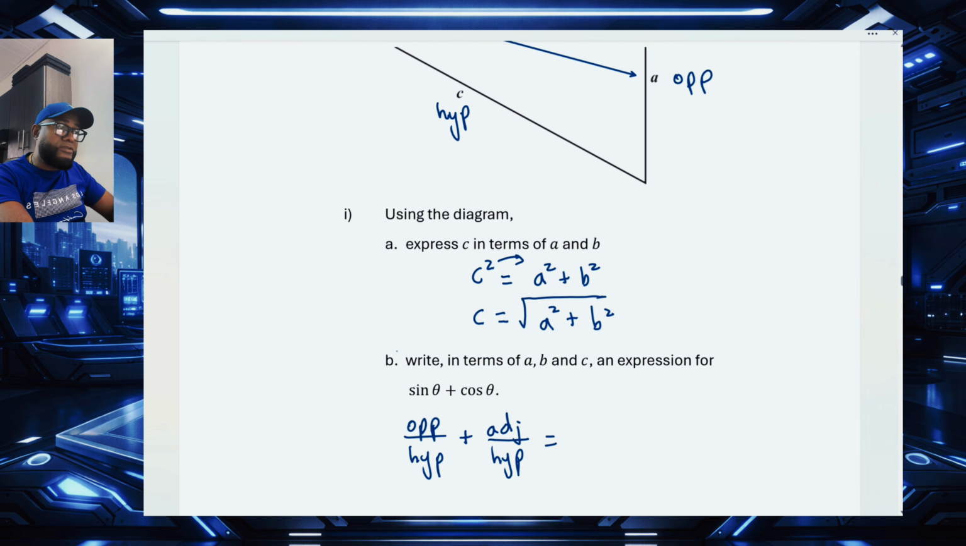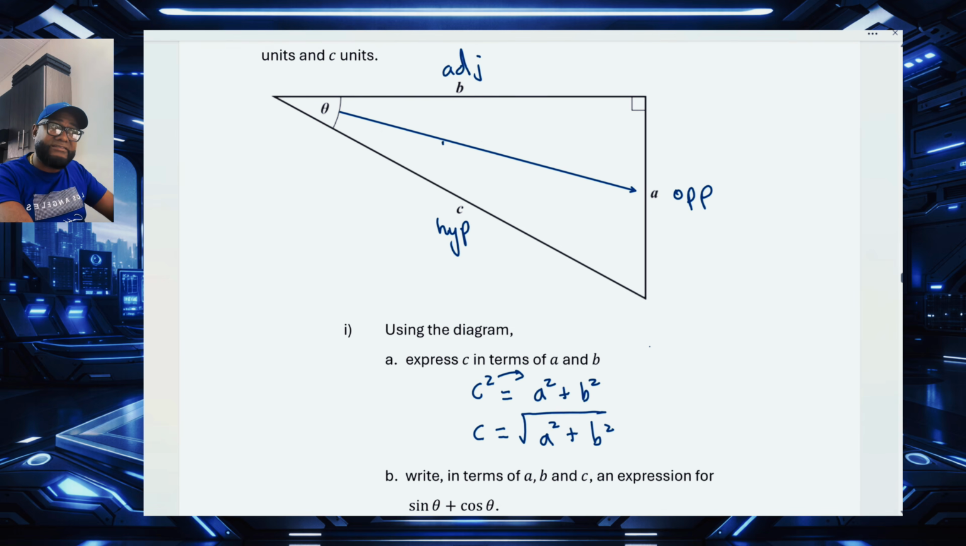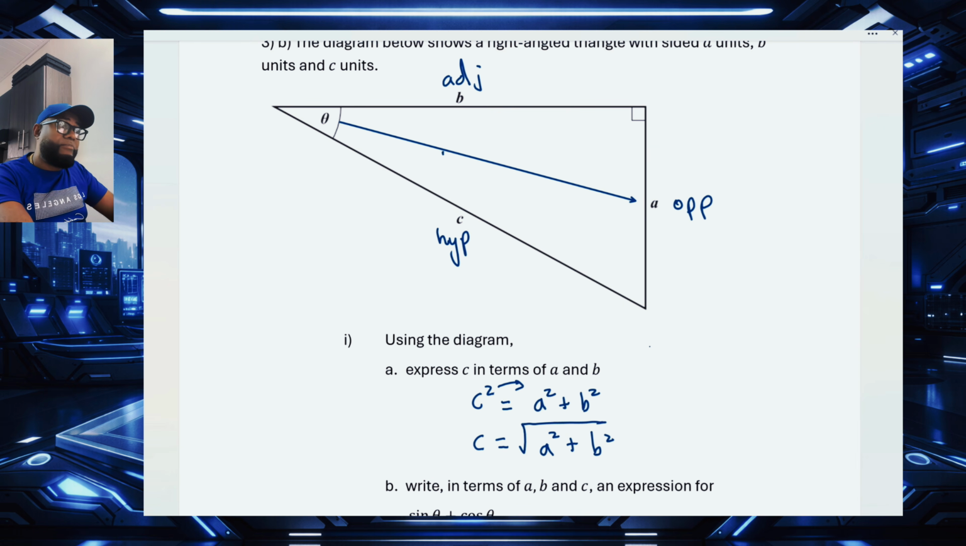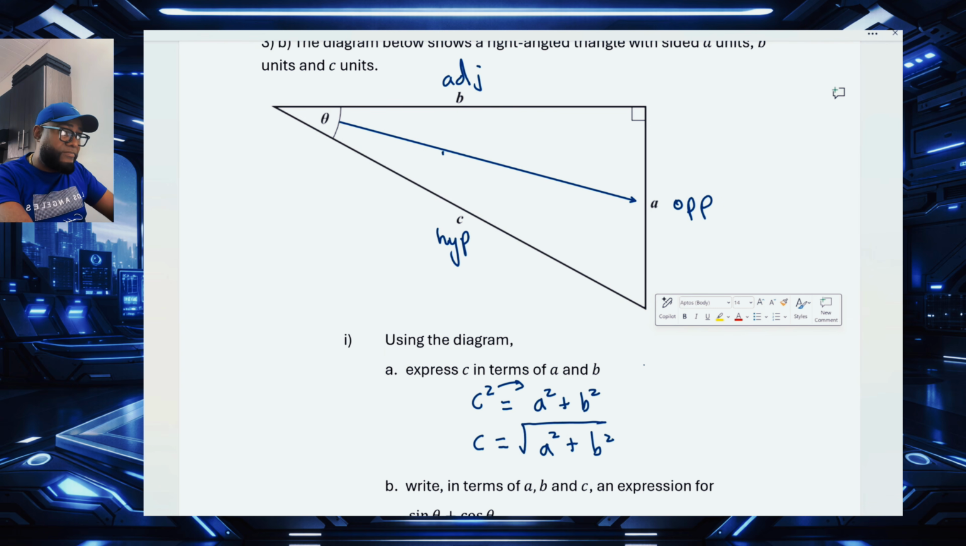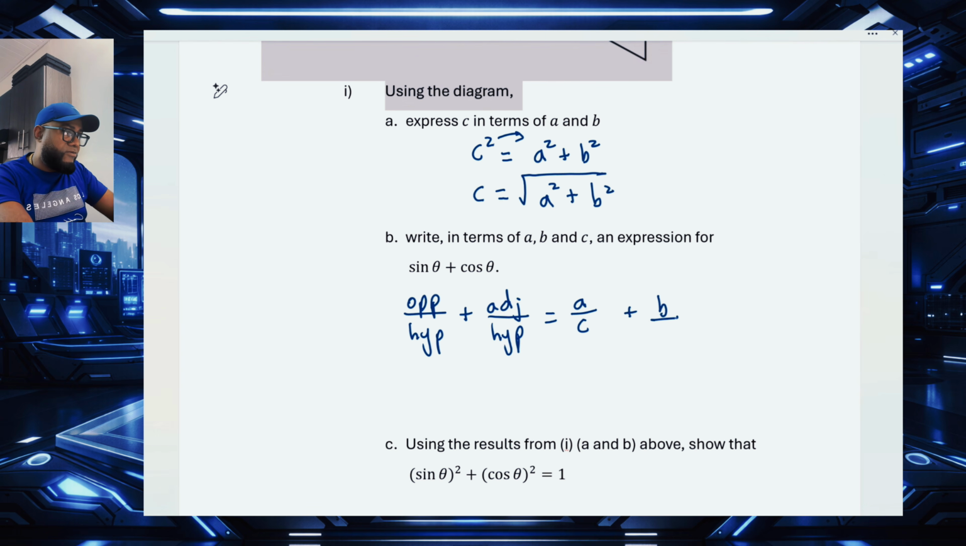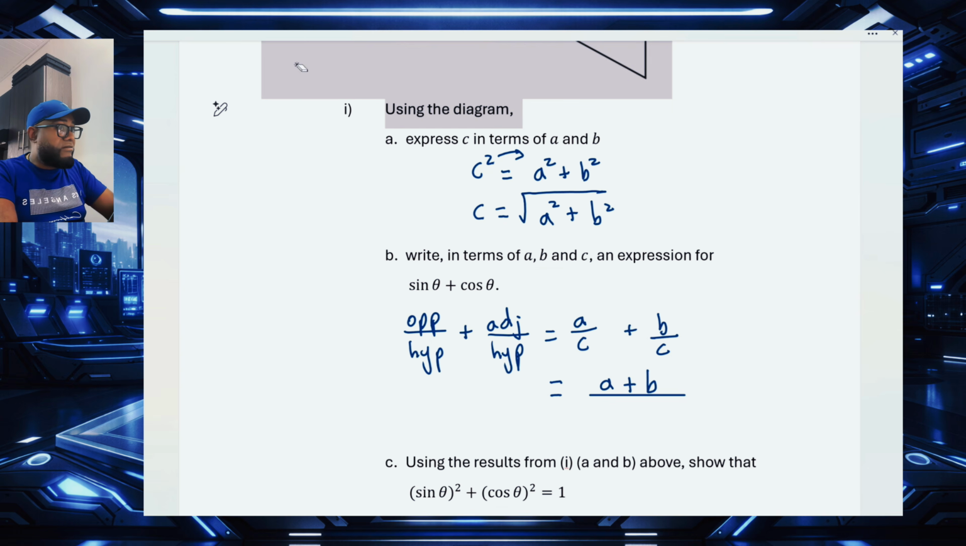So this is what we're using. Opposite over hypotenuse will be A over C. Everybody agrees? Plus, what is my adjacent? B over C. Now if my two denominators are the same, what can I do with my numerators? So C would simply be underneath here and you'll have A plus B on top. Everybody good there? Real easy, eh?